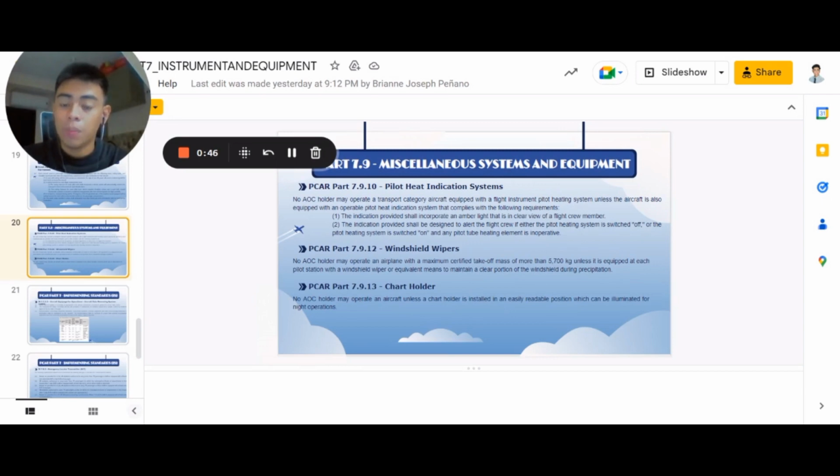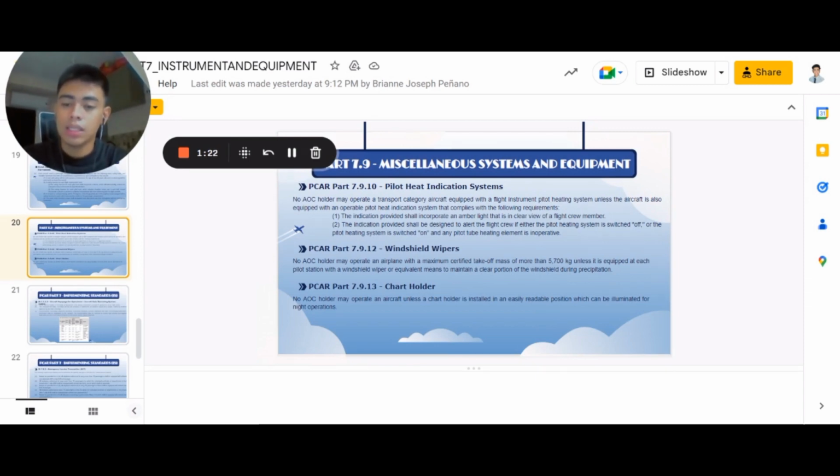Moving on with CAR, part 7.9.12 is basically the windshield wipers. No AOC holder may operate an airplane with a maximum certified takeoff mass of again 5,700 kilograms unless it is equipped at each pilot station with a windshield wiper, or equivalent means to maintain a clear portion of the windshield during precipitation. Malaking importance ng windshield wipers, especially sa pilot's point of view para, syempre, paano sila makakapagpalipad kung di nila nakita yung harapan nila. So, napakalaking bagay ng windshield wipers for our pilots.